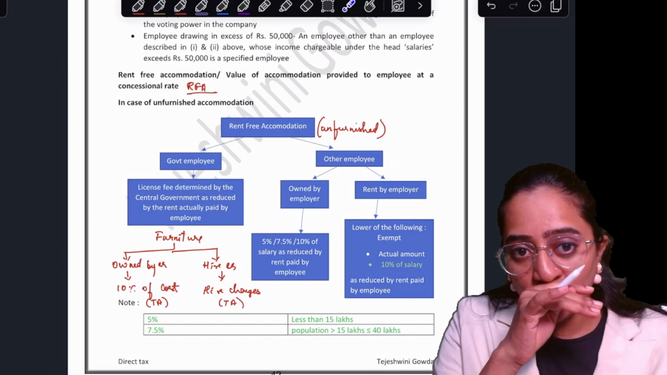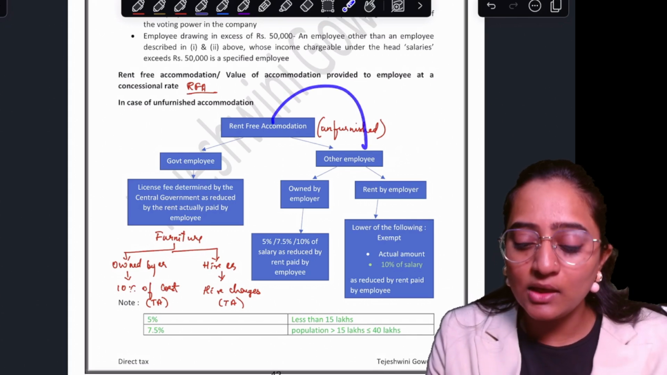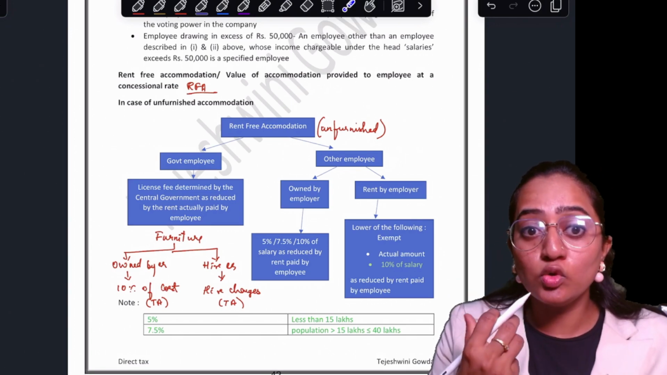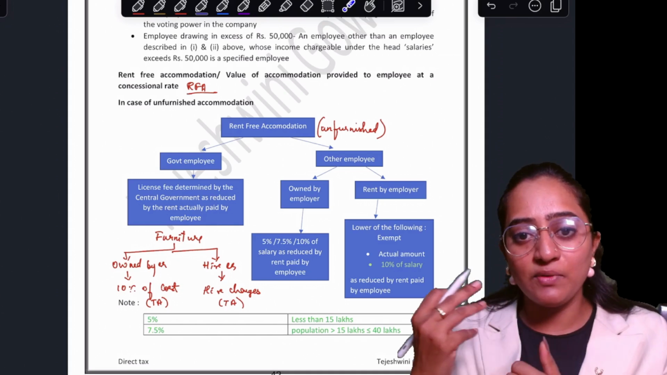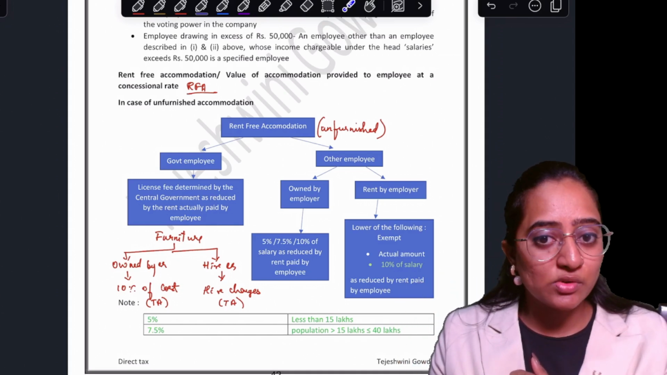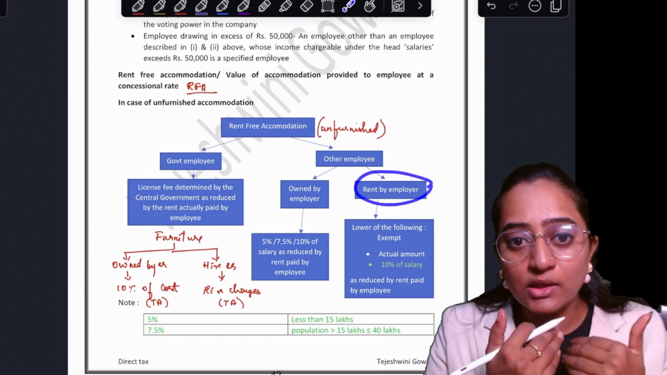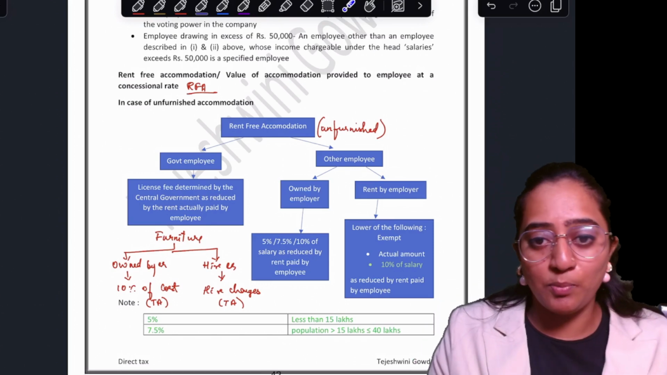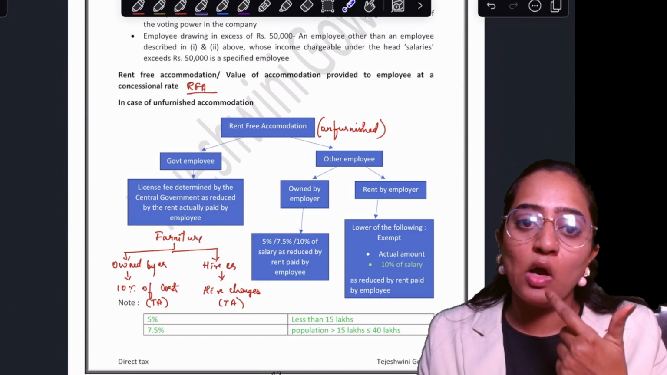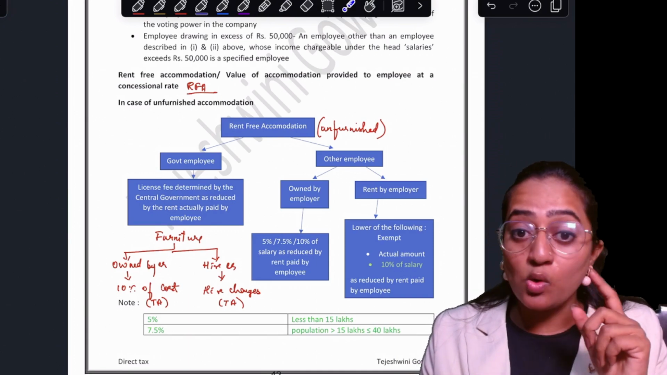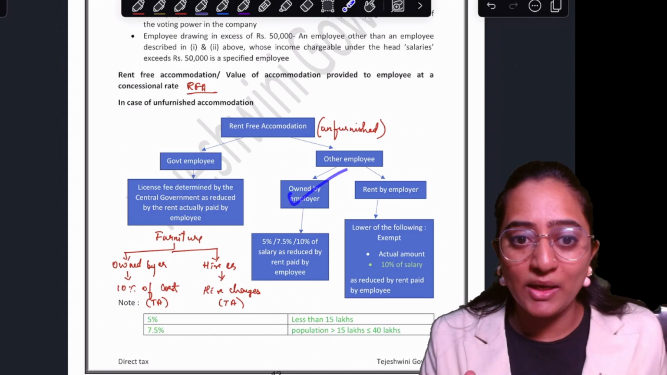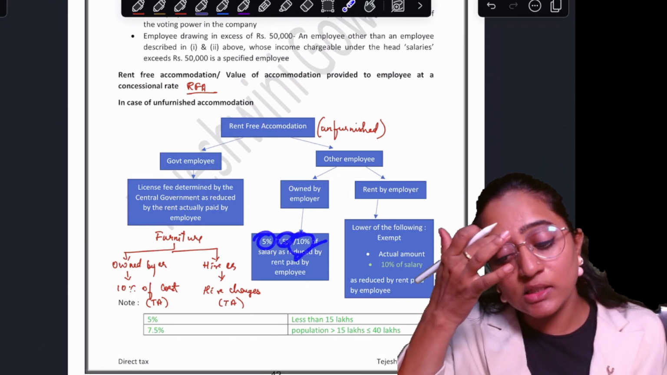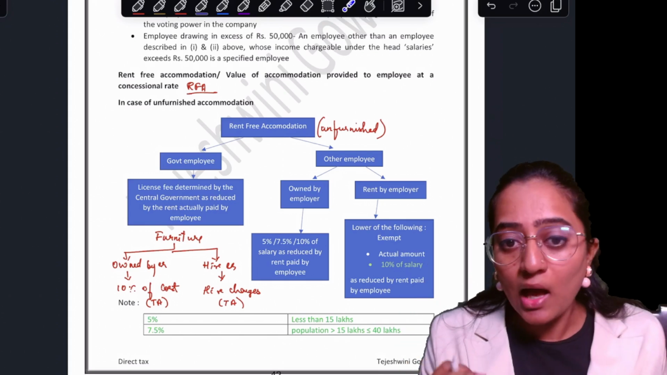If an employee is getting rent-free accommodation from the employer, the employer can do two things. He can either own the building and give it to the employee to stay, or he can rent it and give the flat to his employee. If it is owned by the employer, remember 5%, 7.5% and 10% of the salary is what is considered for the purpose of RFA.